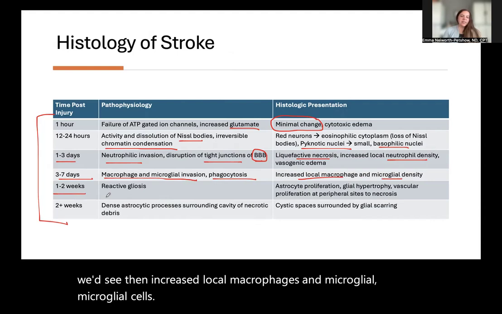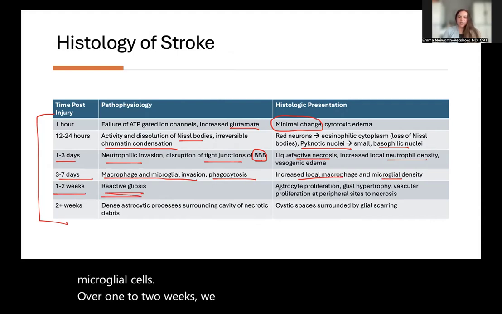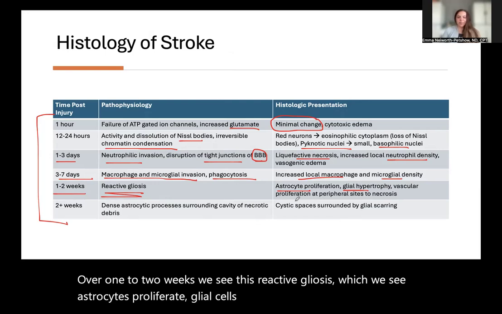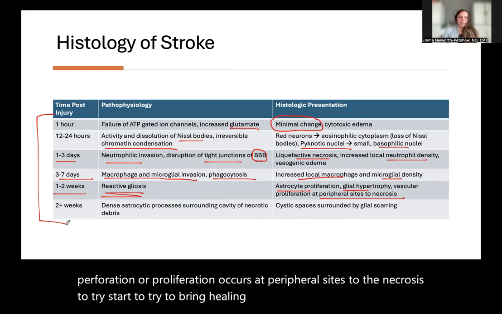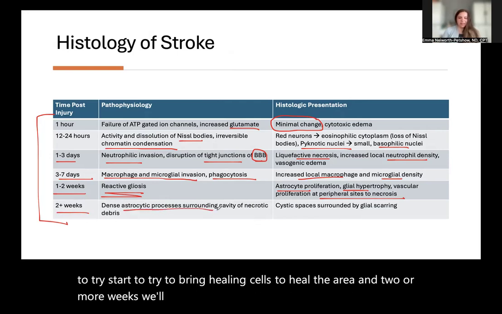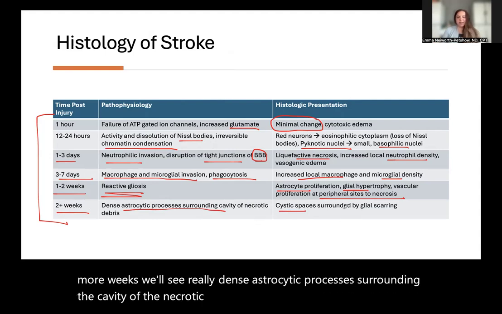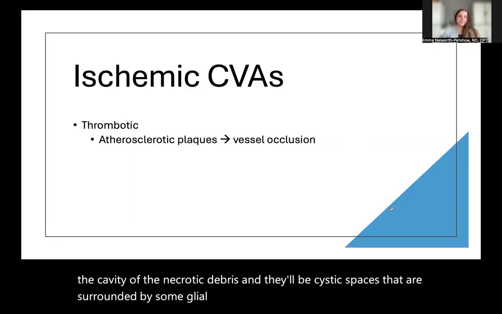Over 1 to 2 weeks, we see reactive gliosis, where astrocytes proliferate, glial cells become enlarged, and vascular proliferation occurs at peripheral sites to the necrosis to try to bring healing cells to heal the area. And at 2 or more weeks, we'll see really dense astrocytic processes surrounding the cavity of the necrotic debris, and there'll be cystic spaces that are surrounded by some glial cells and scarring.